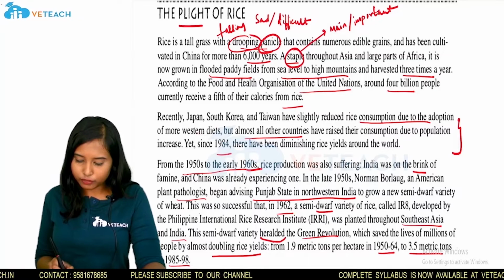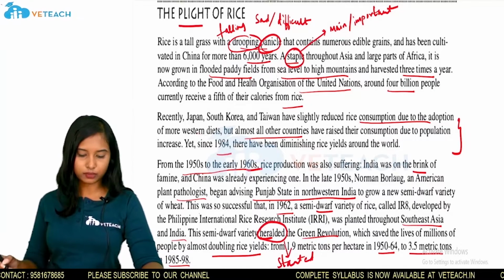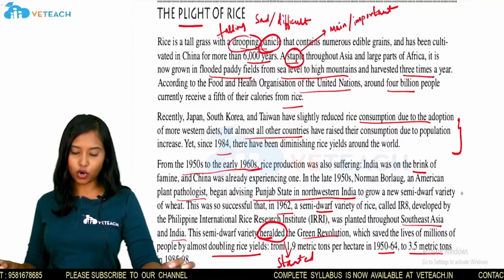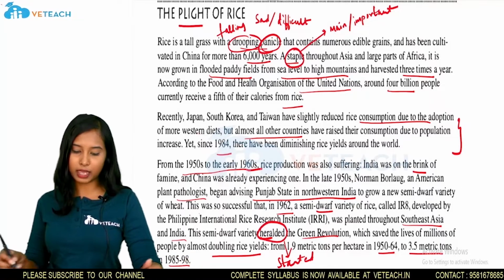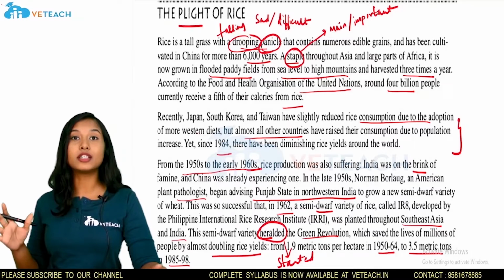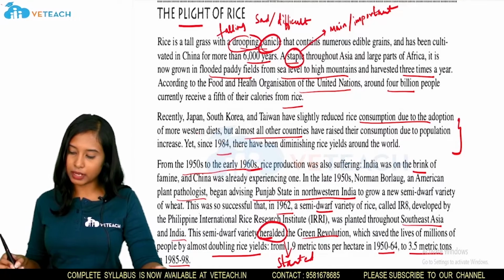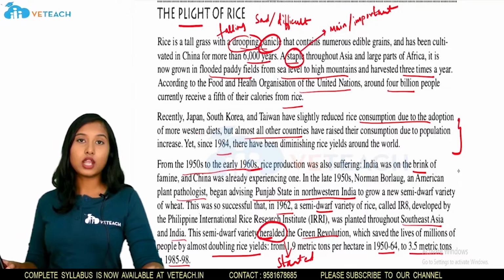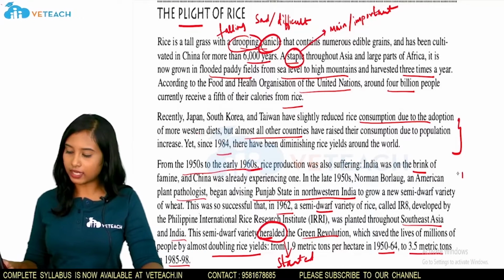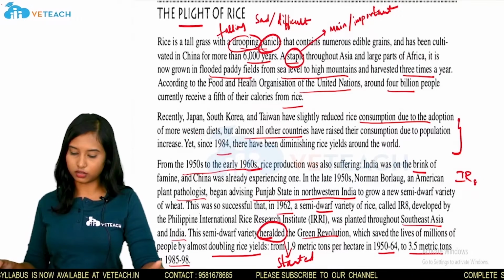So what is the meaning of the word heralded here? Heralded means started. So in this passage, the author is talking about a gentleman called Norman Borlaug, an American plant pathologist, who advised Punjab state to grow a new semi-dwarf variety which has doubled the yield. The name of this variety is IR8, and because of this, the Green Revolution has started.